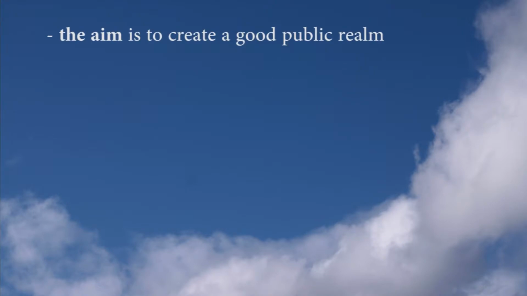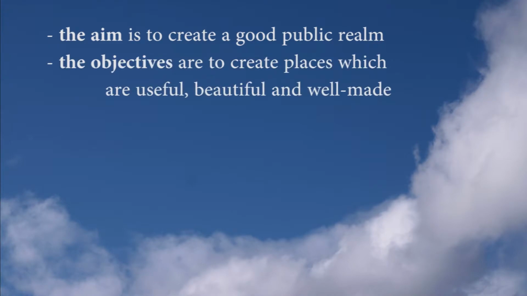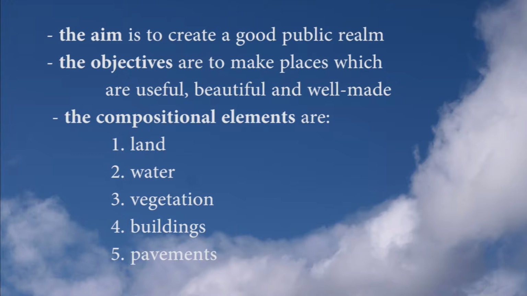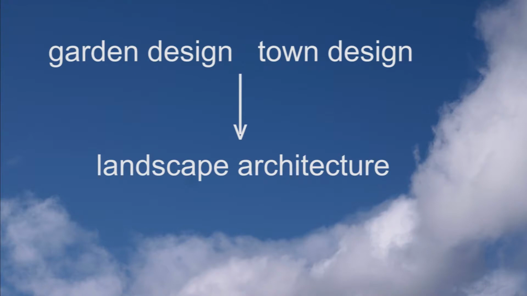The aim is to create a good public realm. The objectives are to create places which are useful, beautiful, and well made. The compositional elements are land, water, vegetation, buildings, and pavements. Each of these points raises additional theoretical issues and involves the older disciplines of garden design and town design.